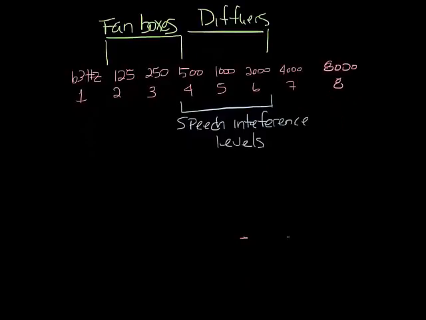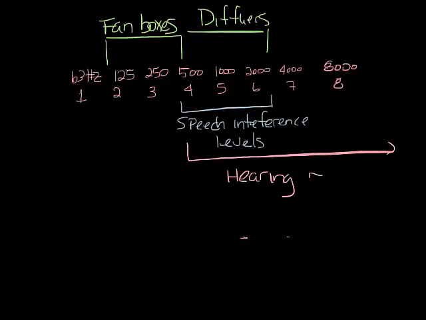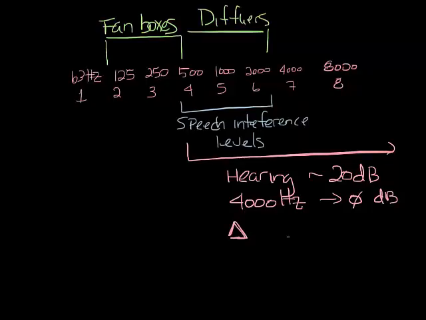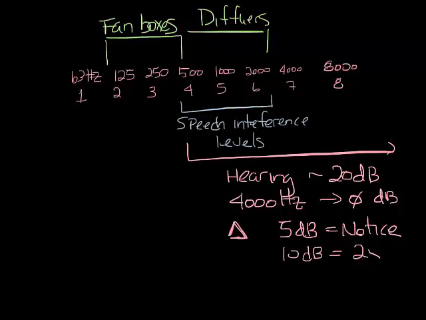As I mentioned earlier, we're more sensitive to certain frequencies. For instance, at high frequencies, about 4th band and higher, the threshold for hearing is 20 dB or lower. At 4,000 hertz, we can actually detect sounds as low as 0 dB. But when it comes to the difference in sounds at high frequencies, we really can't perceive a difference less than 3 dB. We need about 5 dB to notice the difference between two sounds. 10 dB sounds twice as loud, and a 20 dB difference is 4 times as loud.